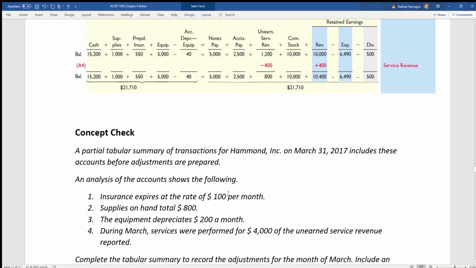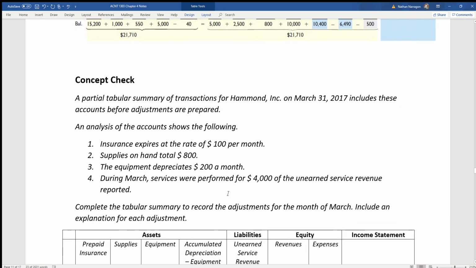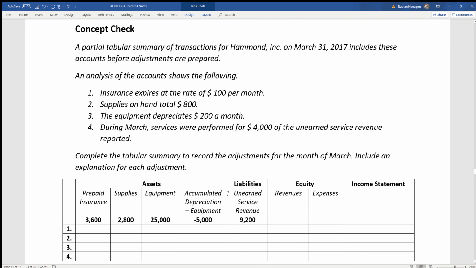So what we've got here, and this is where we're going to stop on this video, and I'll go over this in another video, is a concept check. So let's test your skills. We only have 4 transactions and a partial table. So it's not completely, they're not going to equal out. Sorry.